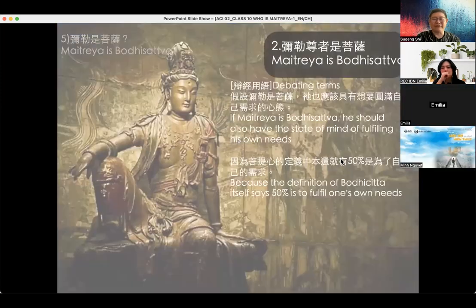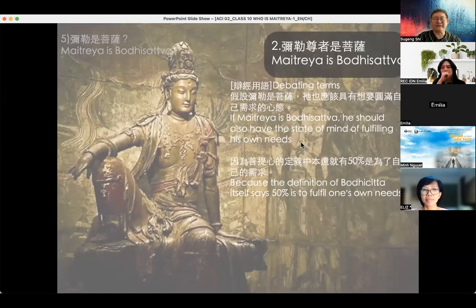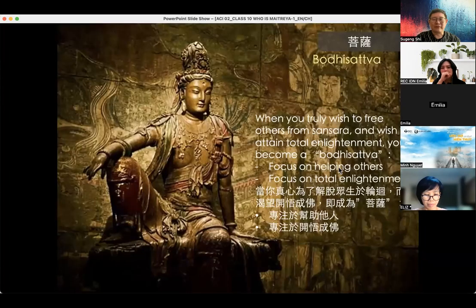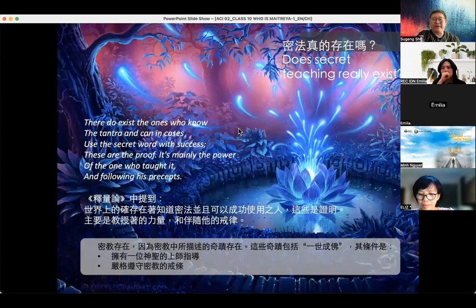And therefore, when we talk about bodhisattva, we know that he should have a state of mind to fulfill his own needs. Yeah. And so the definition of a bodhisattva is that you want to be free, you want to get enlightened so that you can help others get out of samsara.